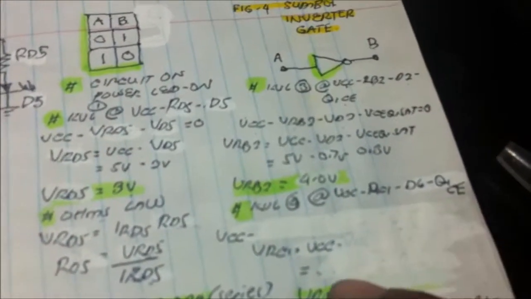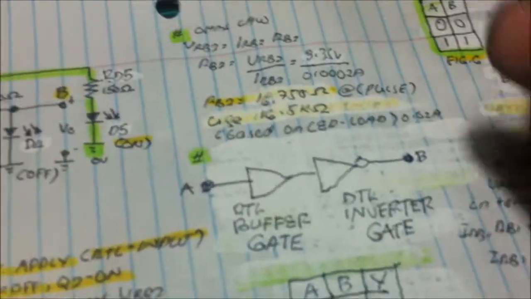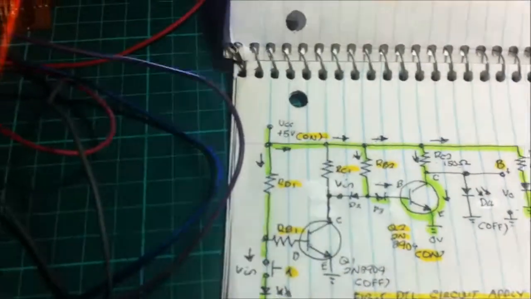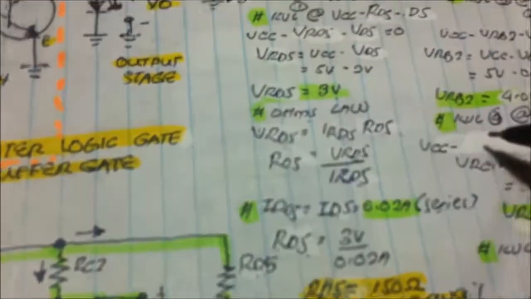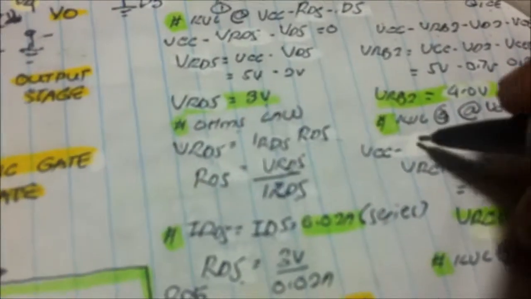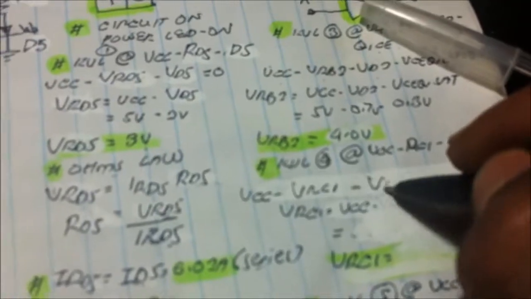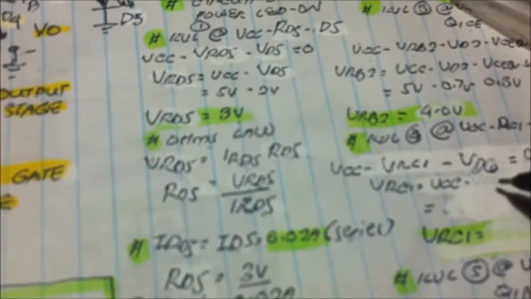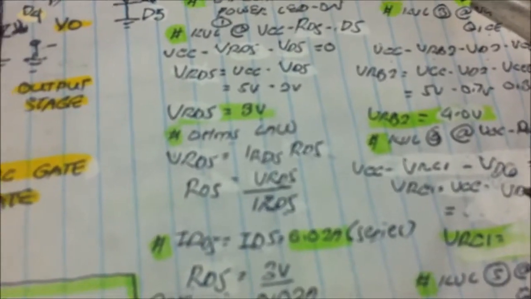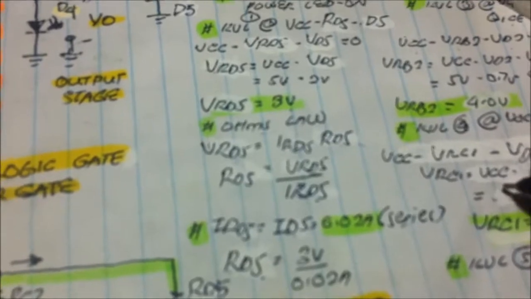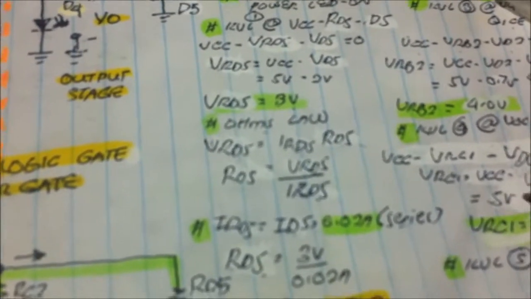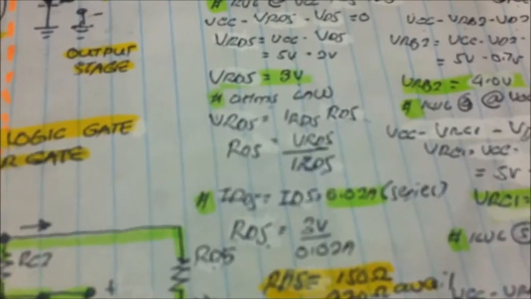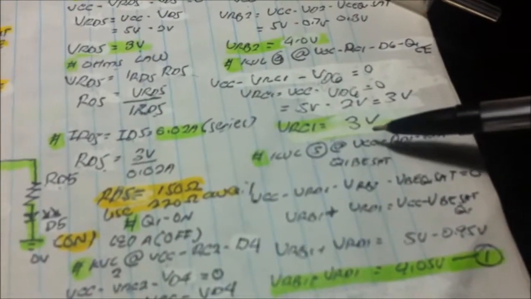We're not yet finished, huh? Okay, so what is now the VCC minus RC1, minus voltage D6 equal to 0. VCC minus VD6 equals 0. So VCC 5 volts minus 2 volts equals 3 volts. So this is 3 volts. So we got now 3 volts.